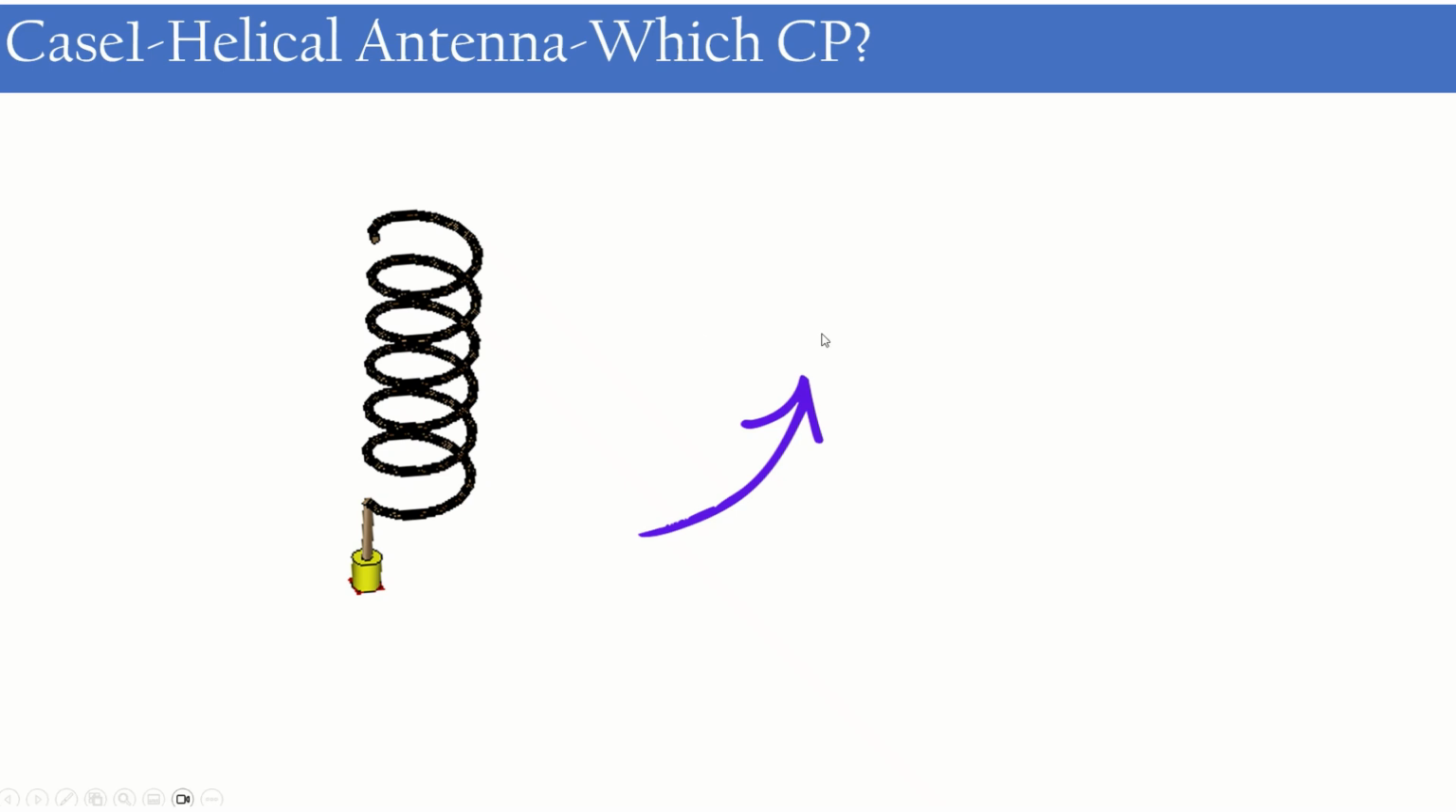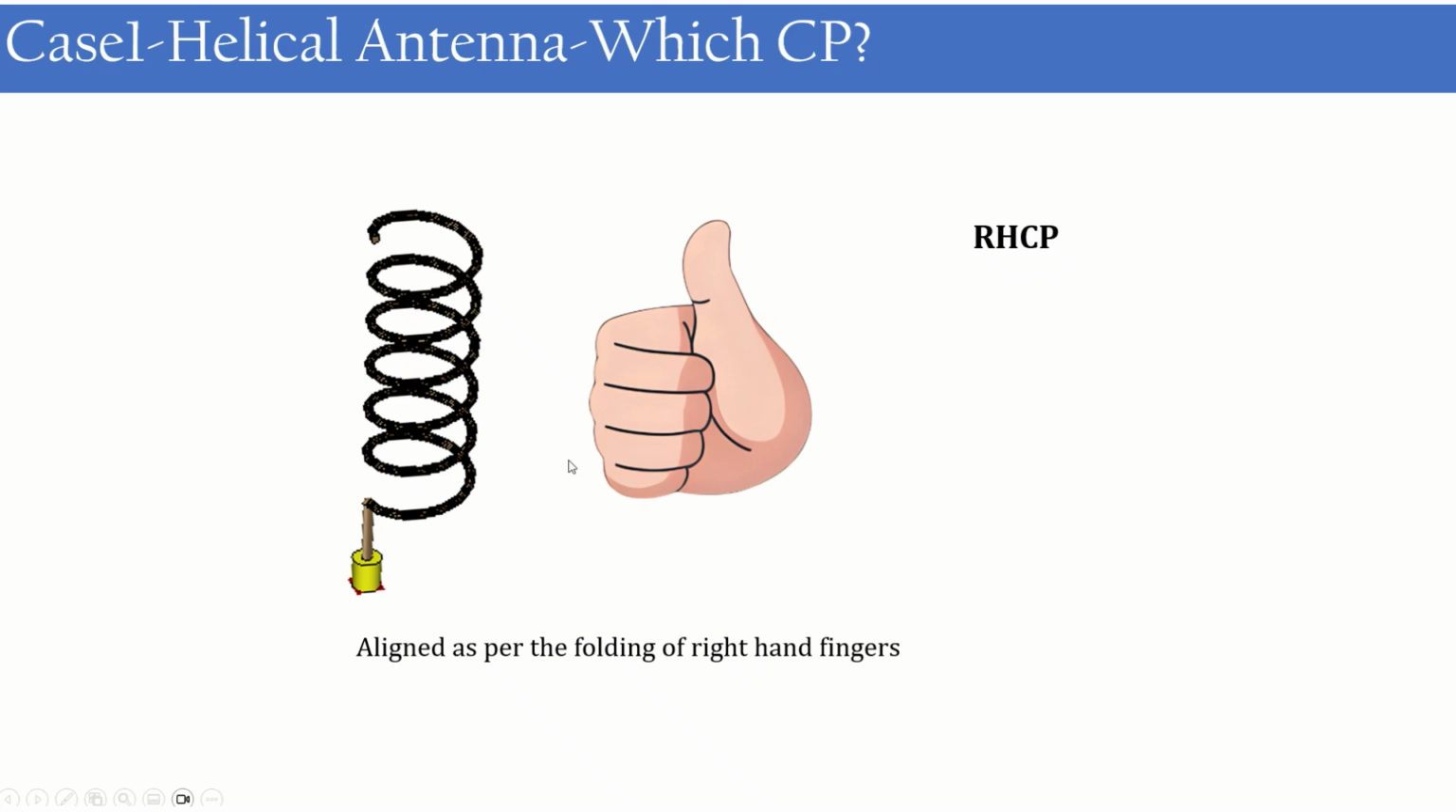So let's first consider a helical antenna case where the windings are in the counterclockwise direction. This is the orientation of the helical antenna windings. If we want to identify which circular polarization this is, based on the right-hand circular polarization, if the winding of a helical antenna is in the same orientation as our right hand, it is RHCP. So we can use our right hand with the thumb in the direction of the propagation and all other fingers in the folding direction, and we have to identify the direction of our folding.